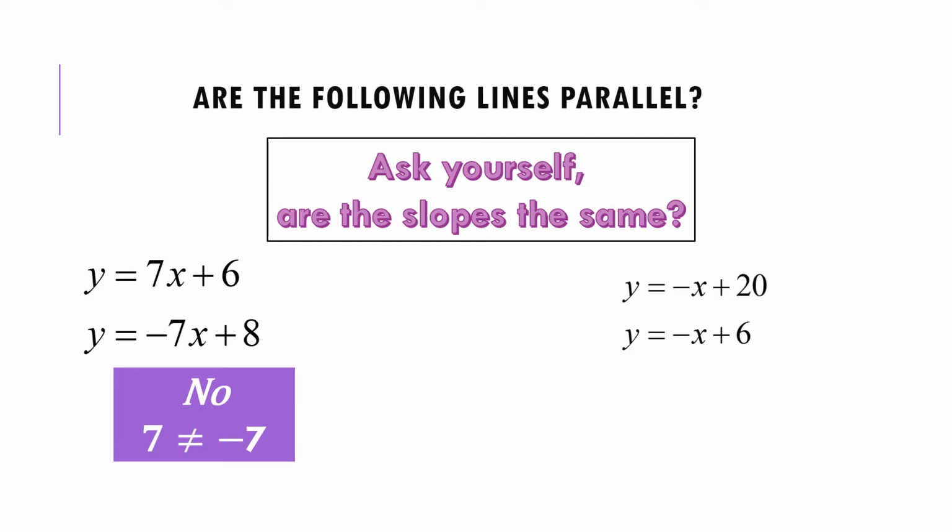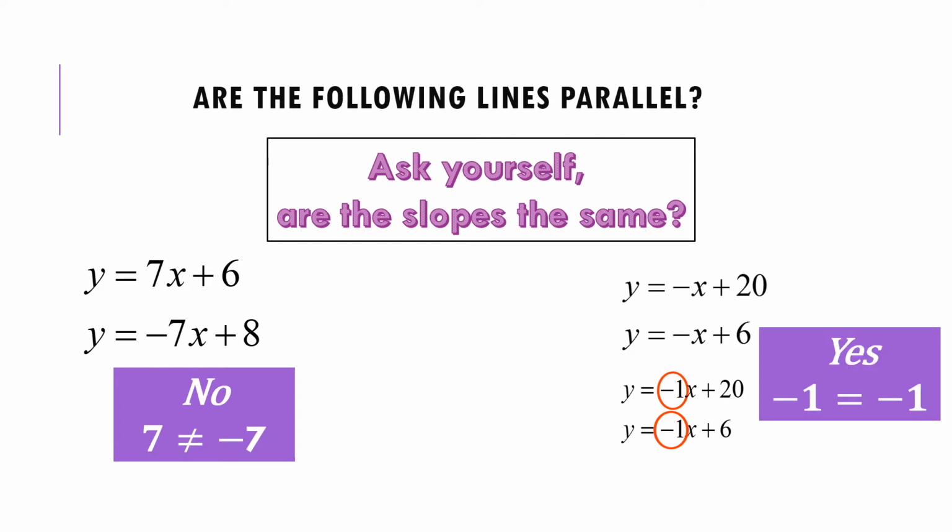For the next one, some of you guys have a hard time seeing what the slope is when there's no number in front of the x, but remember, if there is no number, we assume that it is 1 or -1 depending on the sign. So both of these slopes have a -1 in front of the x. So -1 does equal -1, so these would be parallel lines.